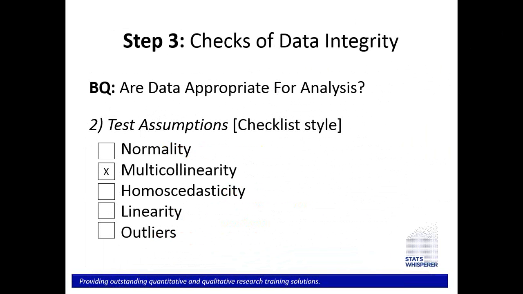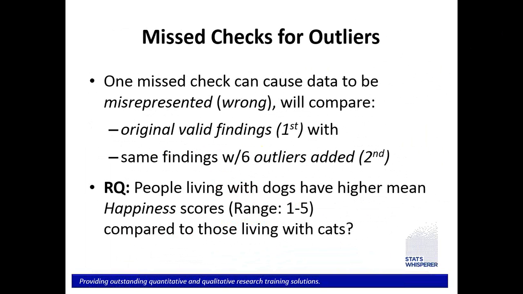Now, as we mentioned, and just to mention this to death, those outliers are perhaps the most insidious of all these checks. Let's review that. Remember, one mischeck can cause the data to be misrepresented, in other words, wrong. So we can compare the original findings with the same findings with 6 outliers added to see what difference that makes. If you recall, in our study we examined if people living with dogs had a higher mean happiness compared to people living with cats.